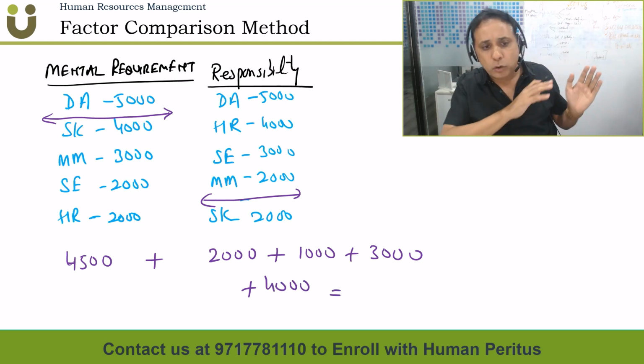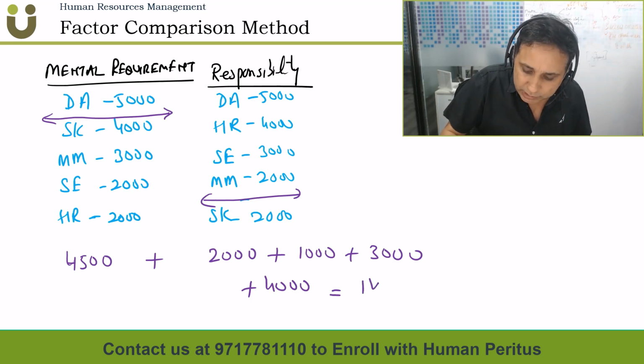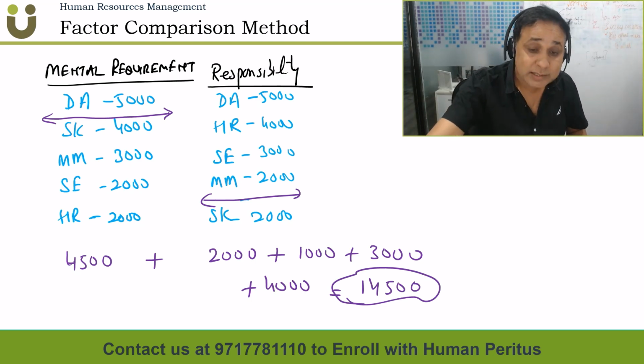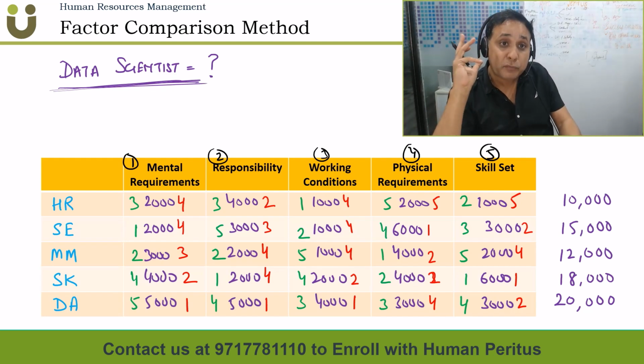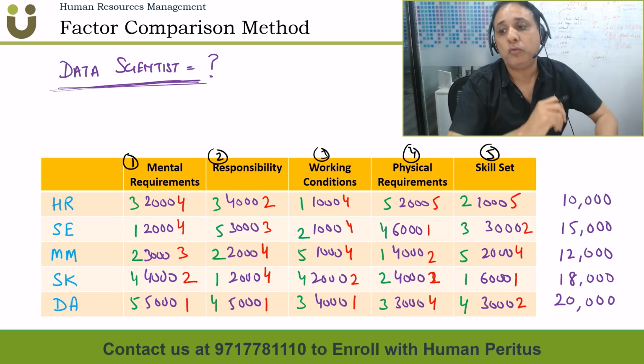And then I add all of them. So 2000, 3, 3, 6, 10. So 14,500 should be the value of the data scientist. This is how we use the factor comparison method to find the value of a job.